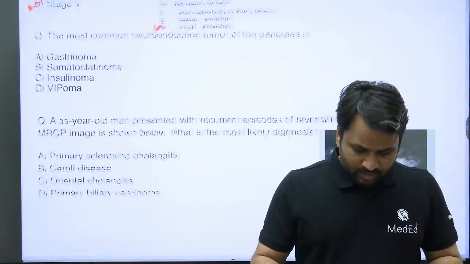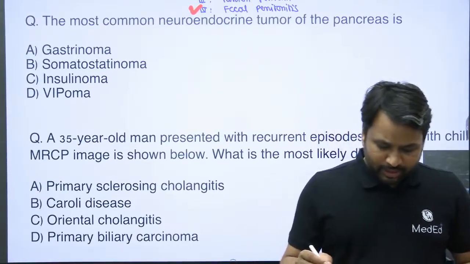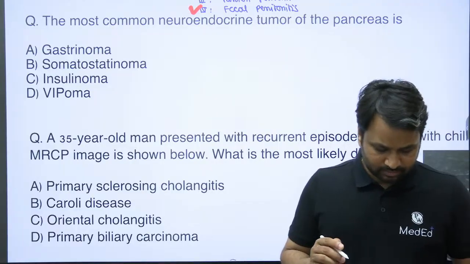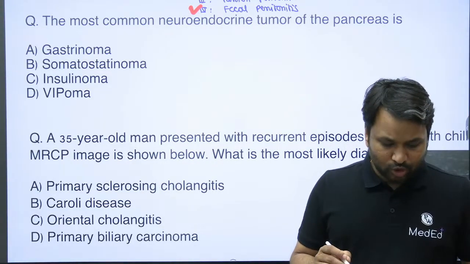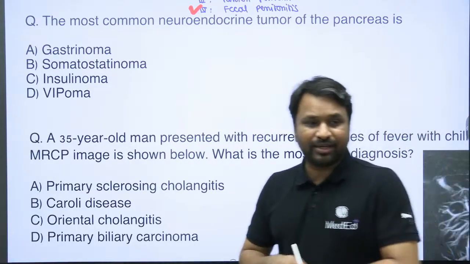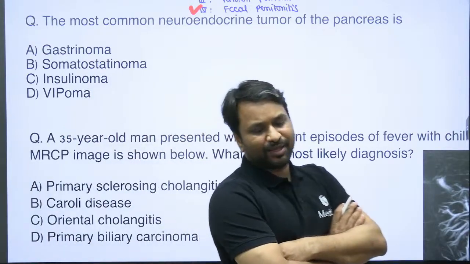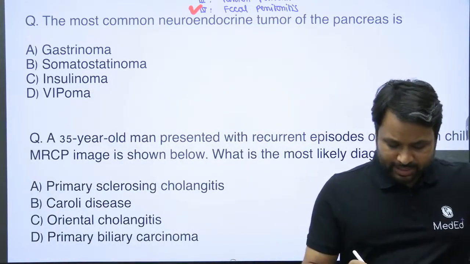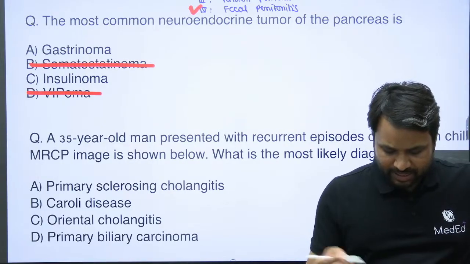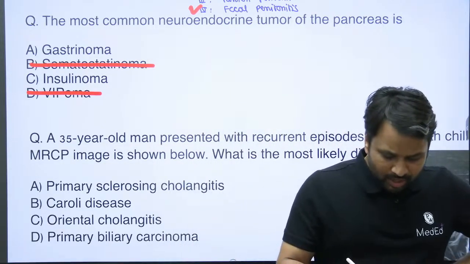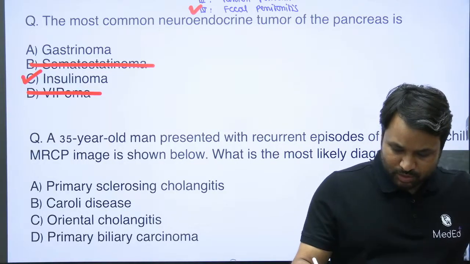Right. Now, what is the most common neuroendocrine tumor of the pancreas? This we have been asking again and again. Is it the gastrinoma? Is it the somatostatinoma? Is it the insulinoma? Is it the VIPoma? We all know it cannot be somatostatinoma or VIPoma. Usually the confusion is going to be gastrinoma as well as insulinoma. The answer is going to be insulinoma.